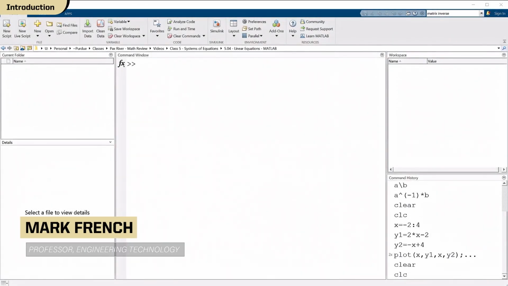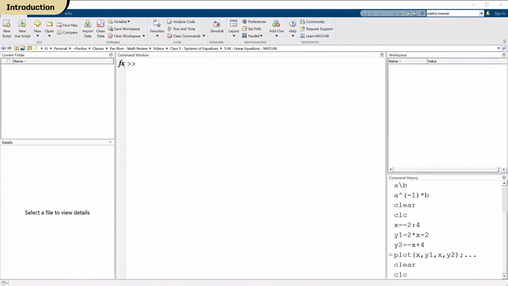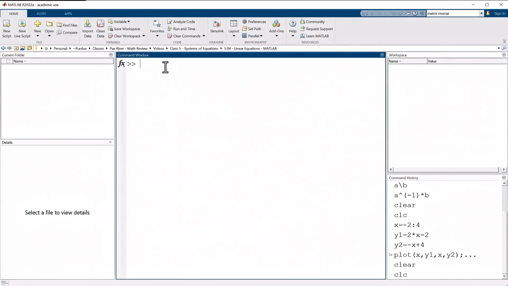Okay, let's solve these equations in MATLAB. Now before we do the matrix calculation, let's draw a picture and make sure we know what the solution looks like. You can see in the command history over here that I've done some prep work.